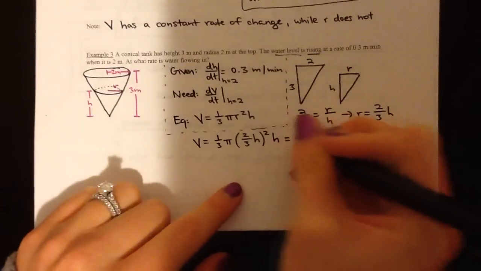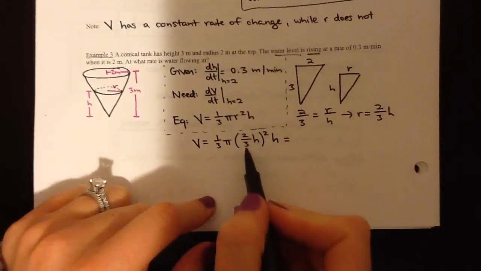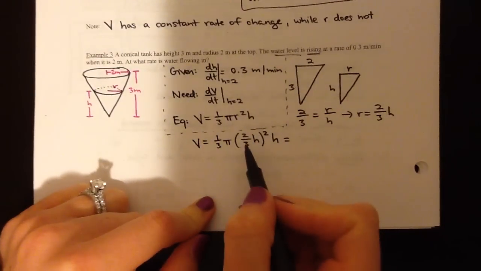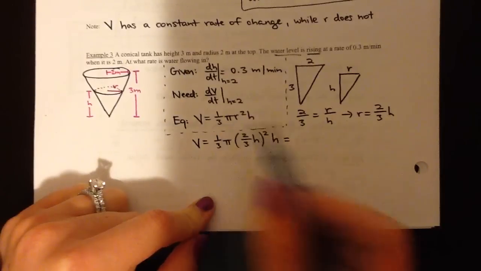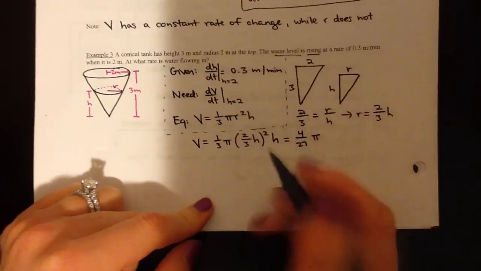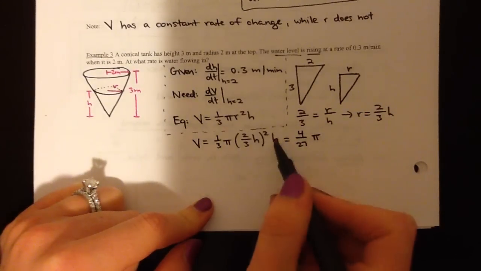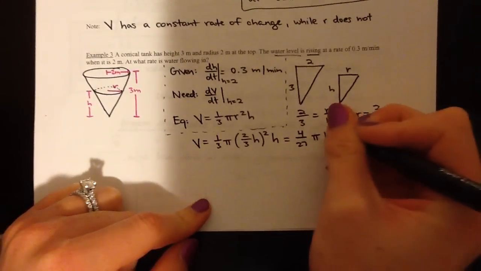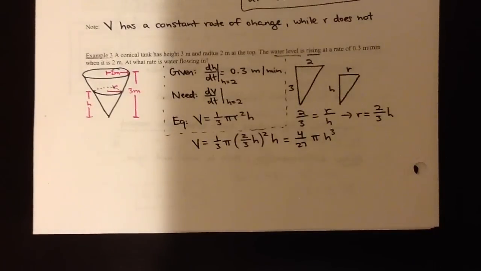Okay, so let's clean this up. So 1/3, here's 2/3 squared, which is 4/9. 4/9, and then I have to multiply by 1/3. So that's 4/27 pi. This gives me an h squared, then times another copy of h. So that is my volume formula. I got it in terms of one variable, and I was able to do that because I know the relationship between r and h based on my original cone. Okay, so that's my equation. I kind of finalized it when I made that substitution.